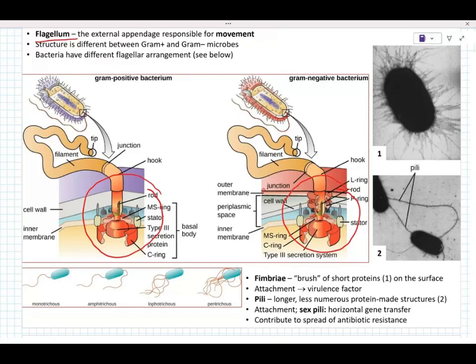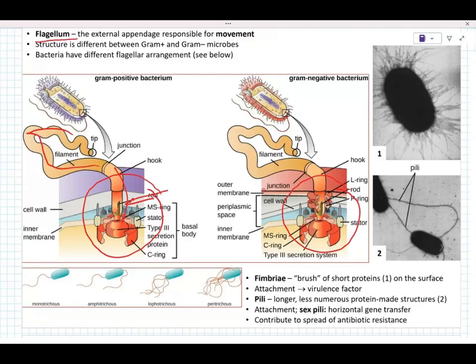The way flagellum operates is basically you have a rod with a hook, and at the end you have the filament. And when the rod turns, the filament works as a propeller. That make sense? That's it.